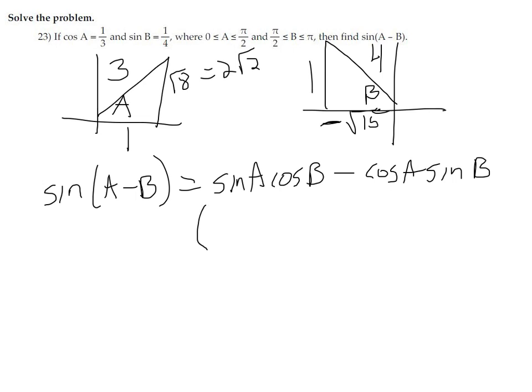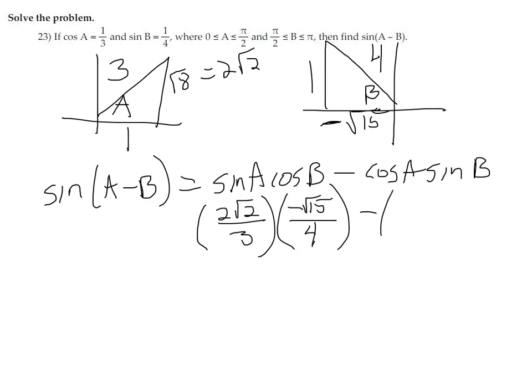Now sine of A is opposite over hypotenuse, so we have 2 square root of 2 over 3. Cosine of B is adjacent over hypotenuse, so that's minus square root of 15 over 4. Cosine of A was given, but it's always nice to check your work. Cosine is adjacent over hypotenuse, and sine of B is also given, so these two are given. You might as well not think about them unless you want to verify your work. Sine of B is 1/4.